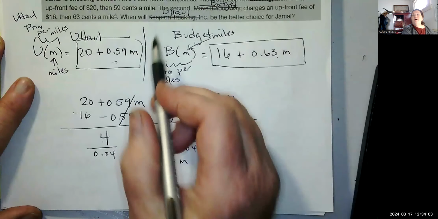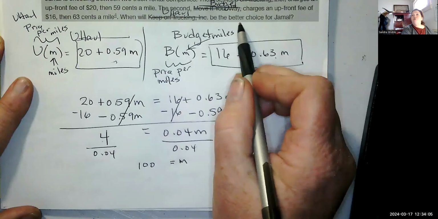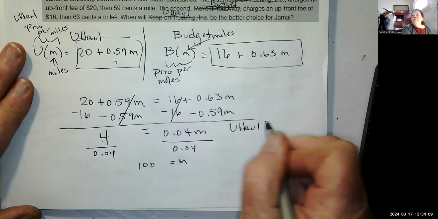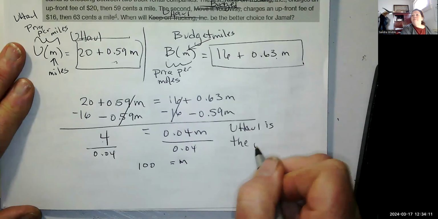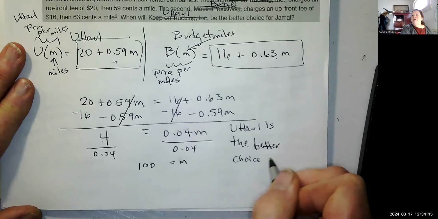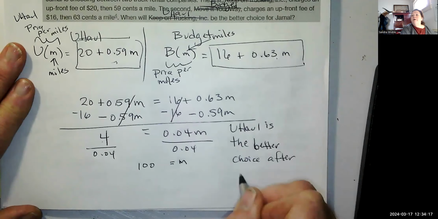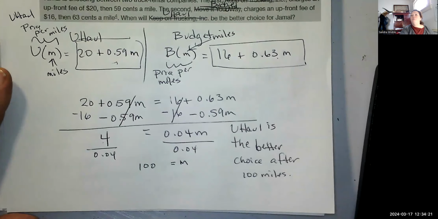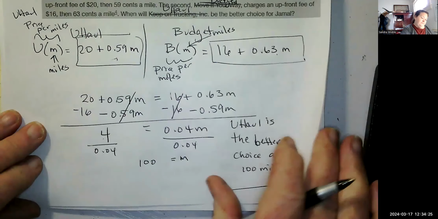The question is, when will U-Haul be the better choice for Jamal? U-Haul is the better choice after 100 miles. Even if it's 100.01, it's still the better choice. Okay. Let me know what questions you have regarding that.